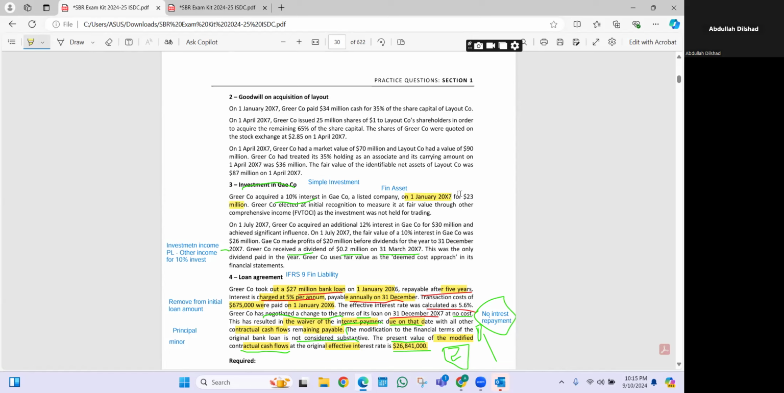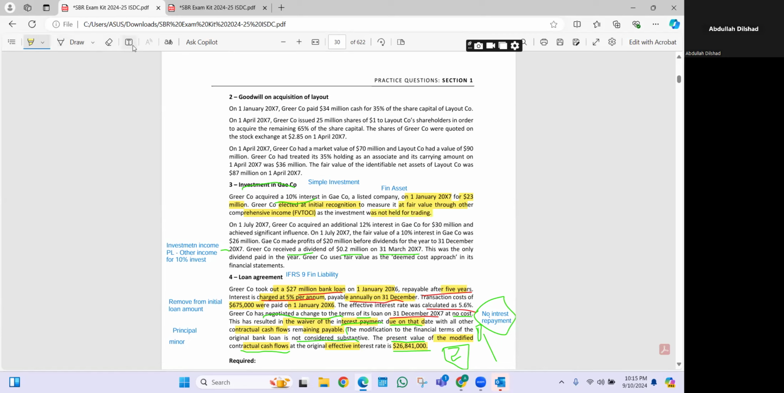Okay, 23 million. He has gone and invested. Fine. Greer Co elected at the initial recognition to measure it at fair value through OCI. Why did he go and initially have an election? Since this was not held for trading.